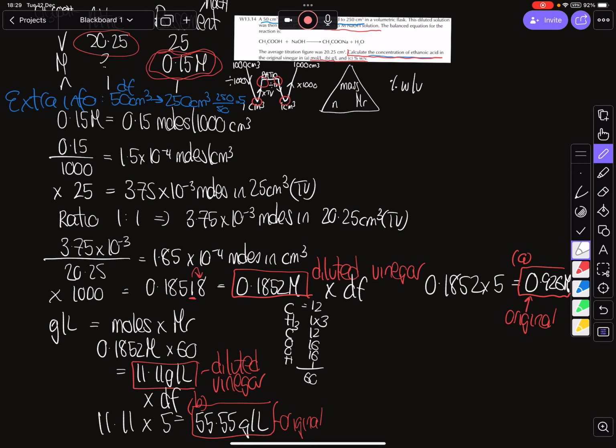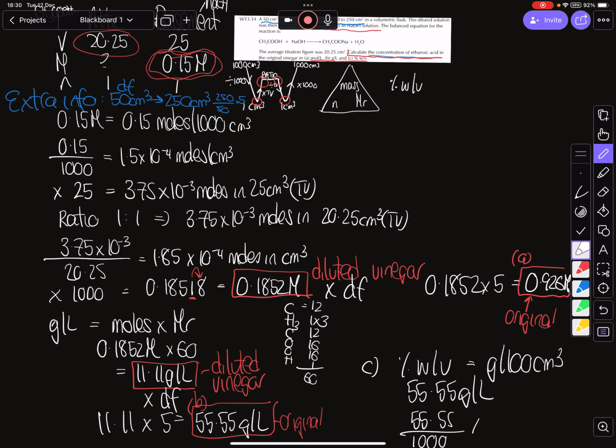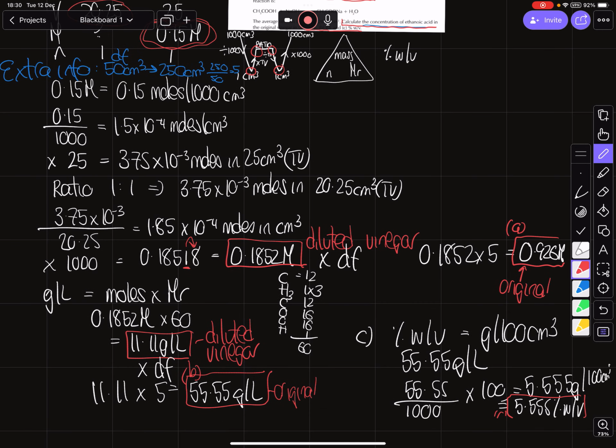And the last thing that I have to do is work out part C, percent weight per volume. Now that means grams per 100 centimetres cubed. So if I have 55.55 grams in a litre, to figure that out, I divide it by 1,000 to find out what's in 1, and I multiply it by 100 to find out what's in 100. And when I do that, I should get 5.555 grams per 100 centimetres cubed, which is the exact same as saying 5.555% weight per volume. And that then will bring me to the answer to my part C.